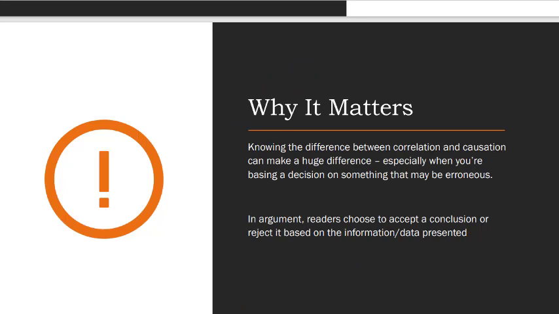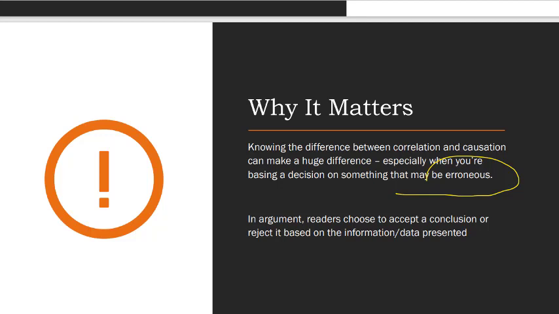So why does this all matter? Well, knowing the difference between correlation and causation makes a huge difference, obviously, because we're basing a decision off something. And if the decision is erroneous or false, we could say this is a logical fallacy, naturally, because that is considered one logical fallacy, one of those popular ones, post hoc ergo propter hoc. Please review the fallacy video to understand that concept.